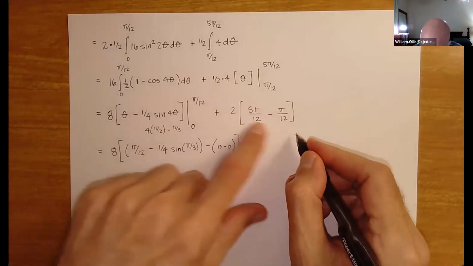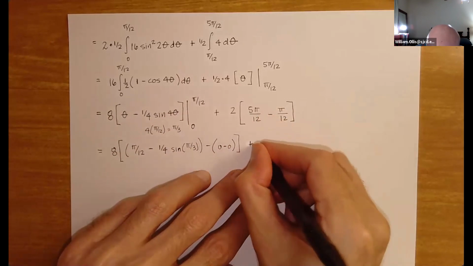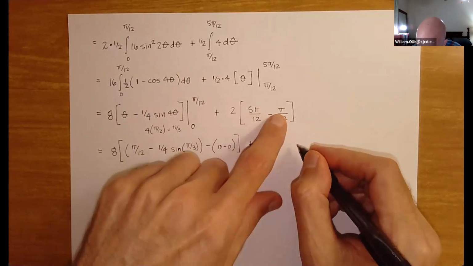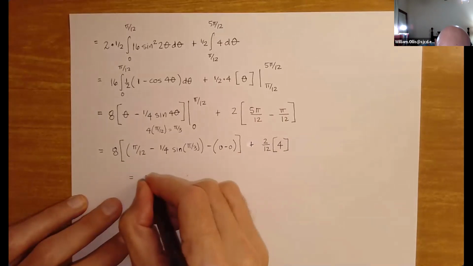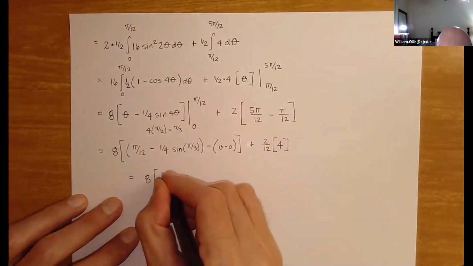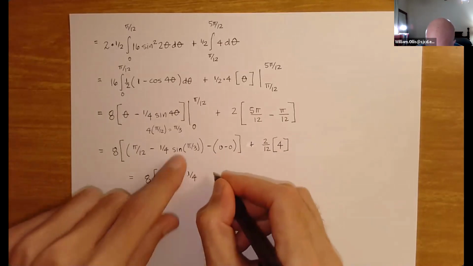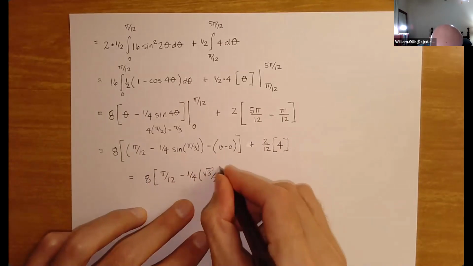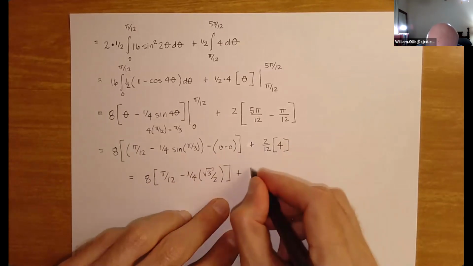And here we can just factor the 12. So let me put a plus here. So we'll have 2 over 12, and that'll just be a 5 minus a 1, which is a 4. So this gives us 8 times pi over 12, and here we have minus a 1/4. Of course, sine of pi over 3 is root 3 over 2. And of course, here we've just got what plus what? That's a 6, right? 4 over 6.